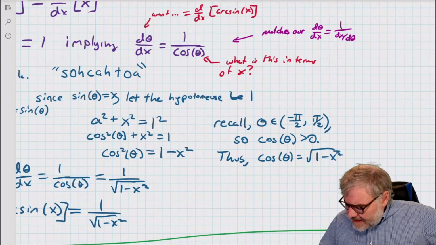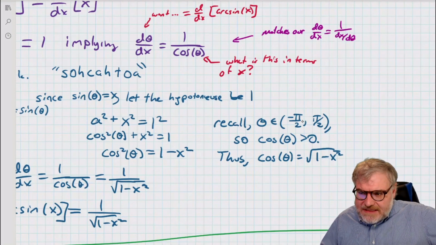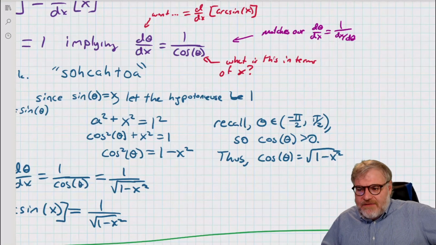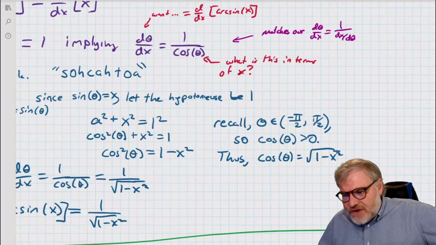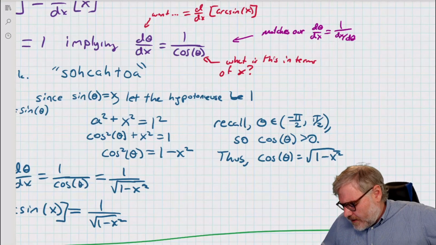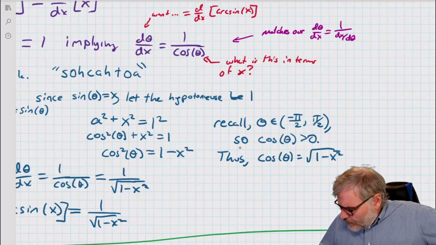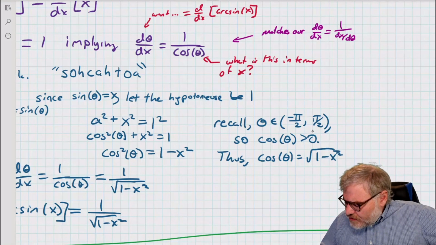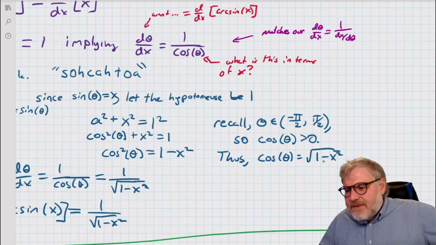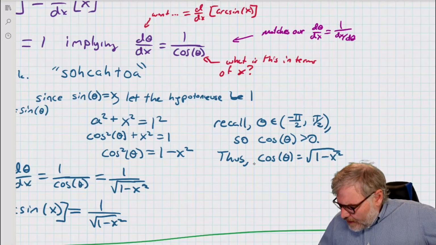Right, because the cosine of theta is 0 at the two endpoints, and this would leave me dividing by 0. So I can't have a derivative defined at the 2 endpoints for arcsine. Now, here the cosine of theta is greater than 0. Well, if that's the case, then I just take the positive bit, and I get cosine of theta equals the square root of 1 minus x squared.